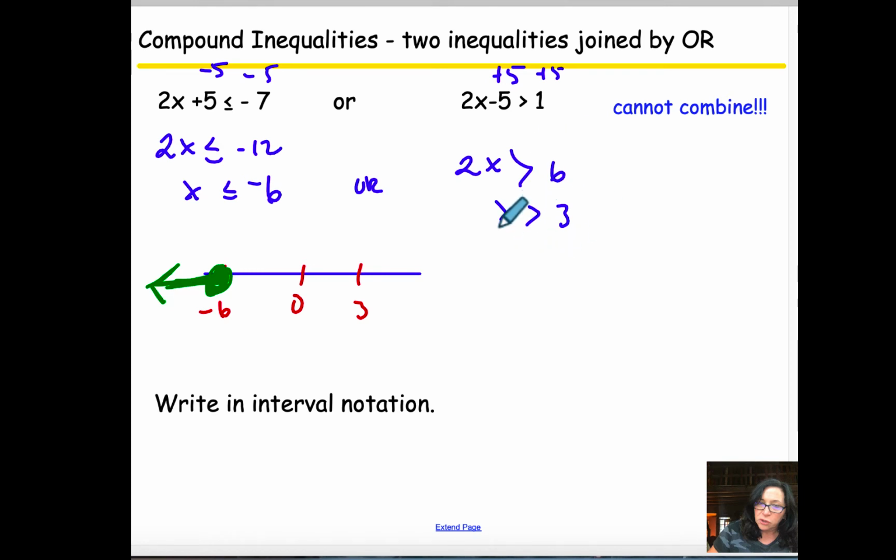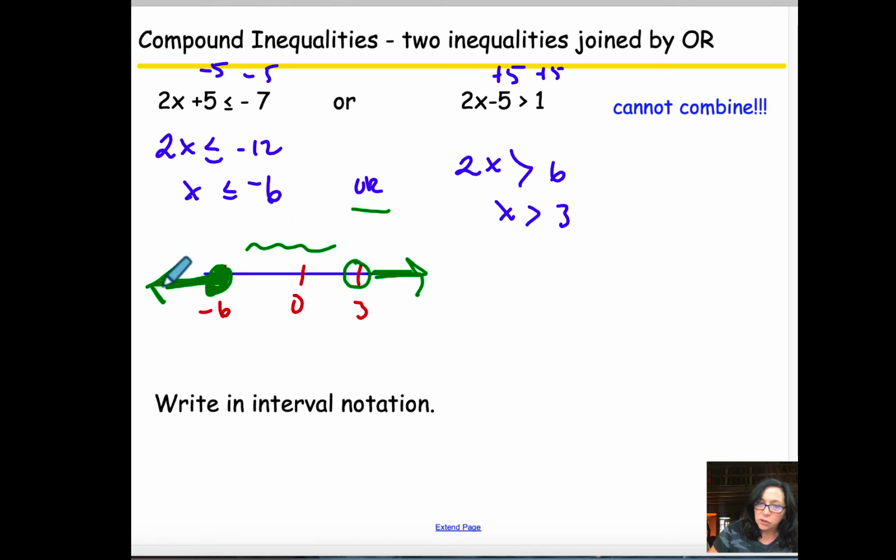Now for 3, it says or, see, or, x is greater than 3. So open circle here, greater than 3 is going this way. So that would be my solution for graphing, but also I would put it in interval notation. But because of the or, you've got two different things happening and nothing happening in between here.